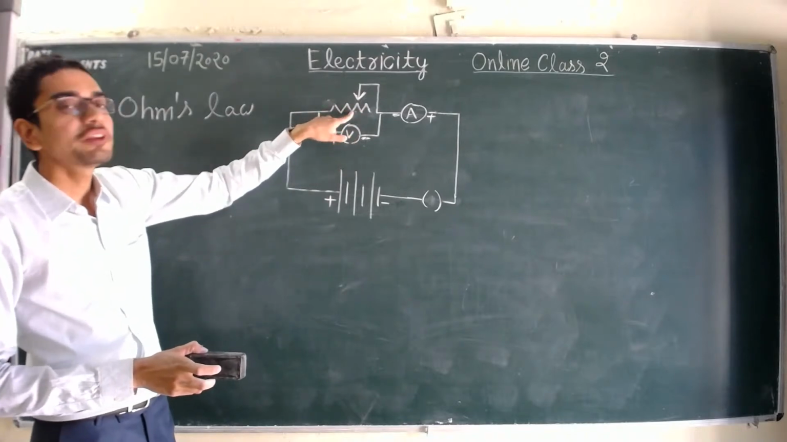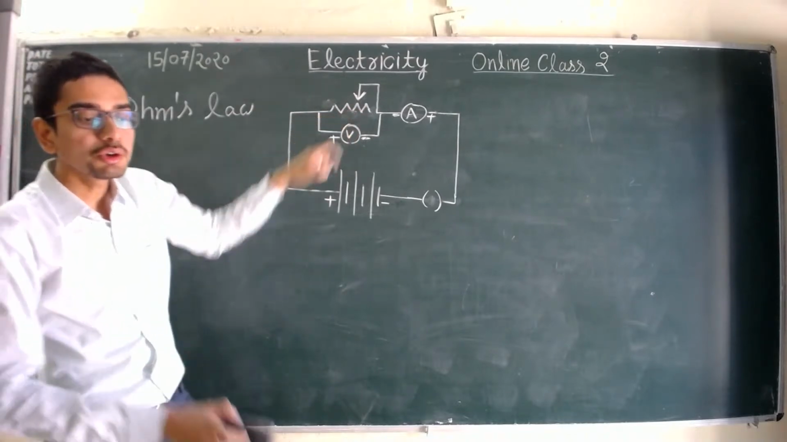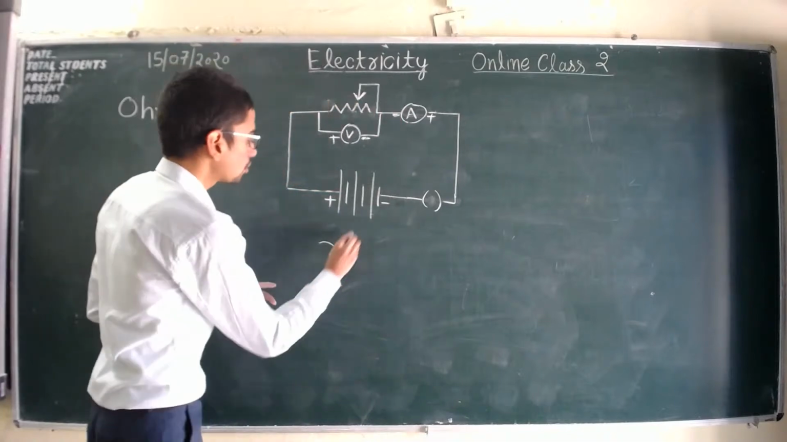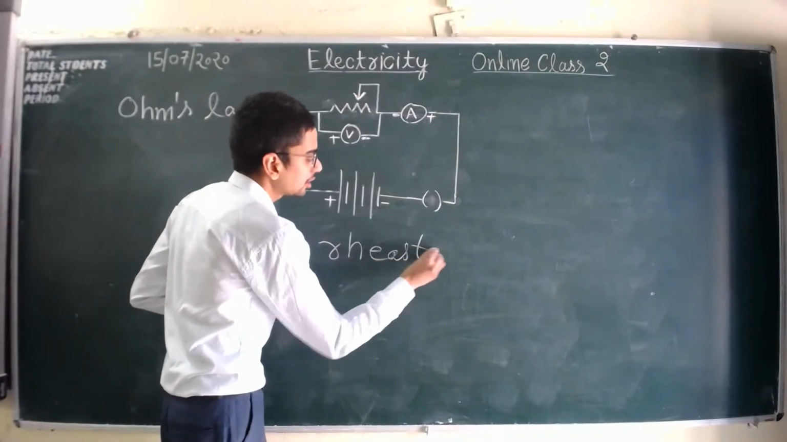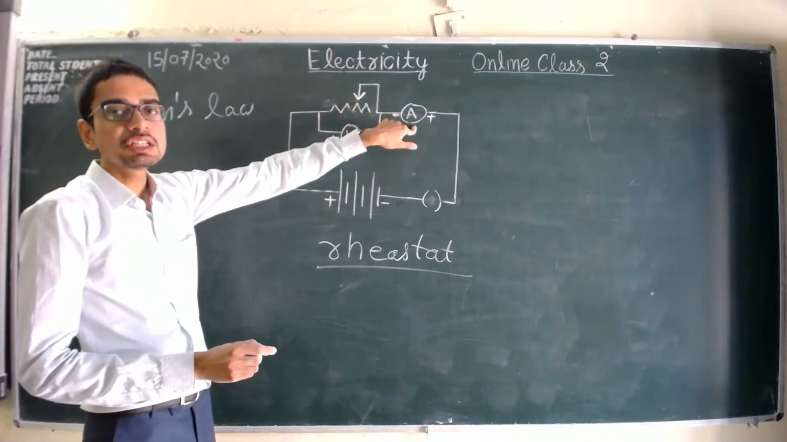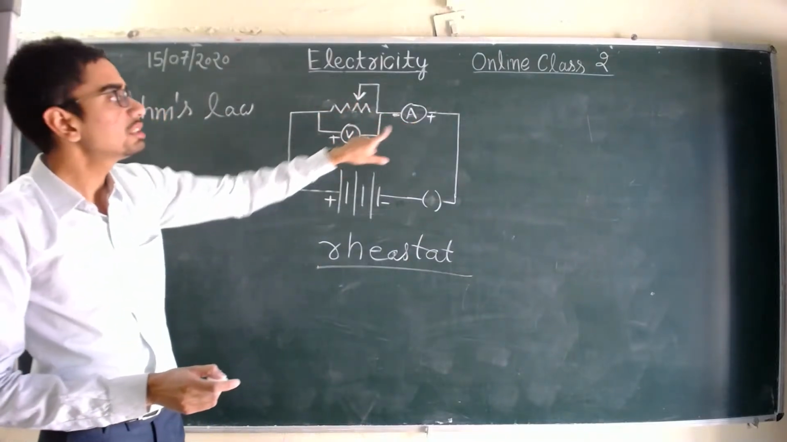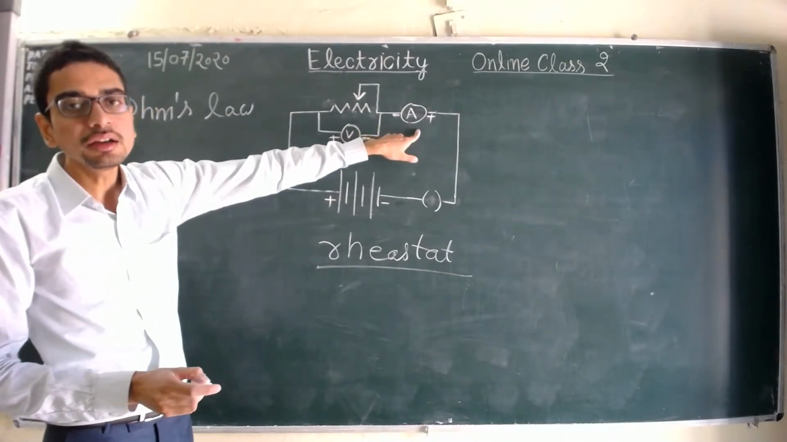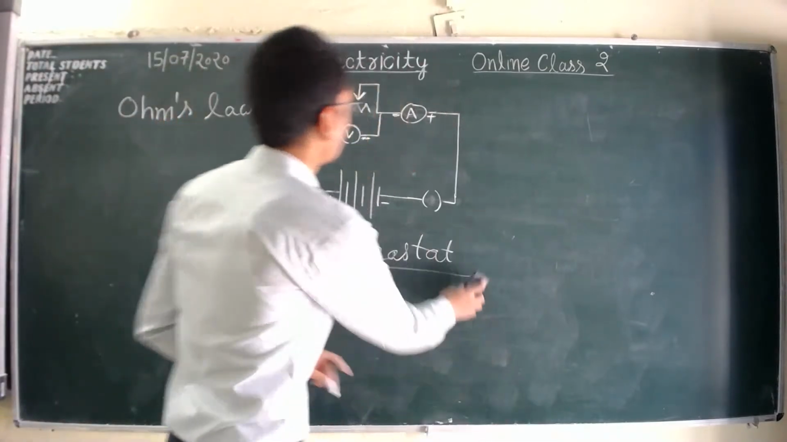We change the value of resistance by a rheostat. Rheostat. We change the value of resistance. Current in this ammeter changes, and similarly voltage also changes. Voltage is directly proportional to current. That is Ohm's law.